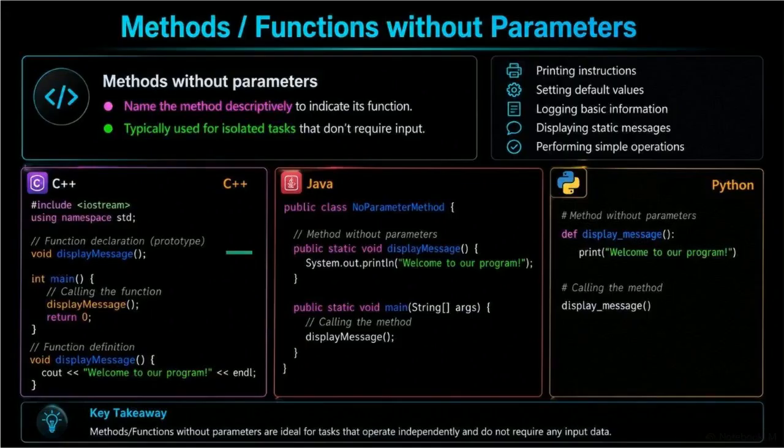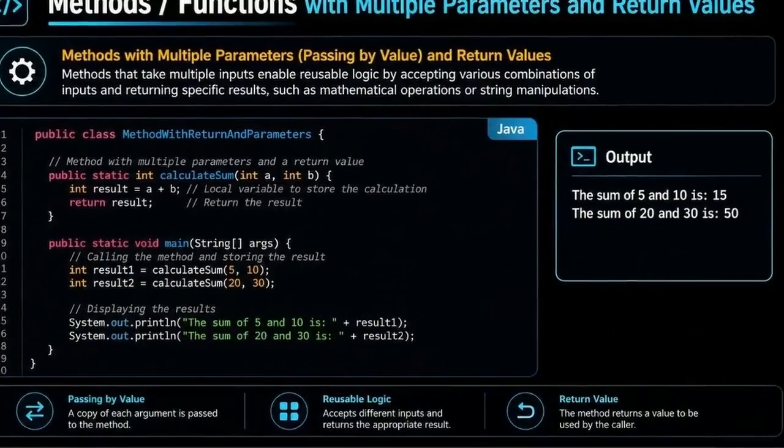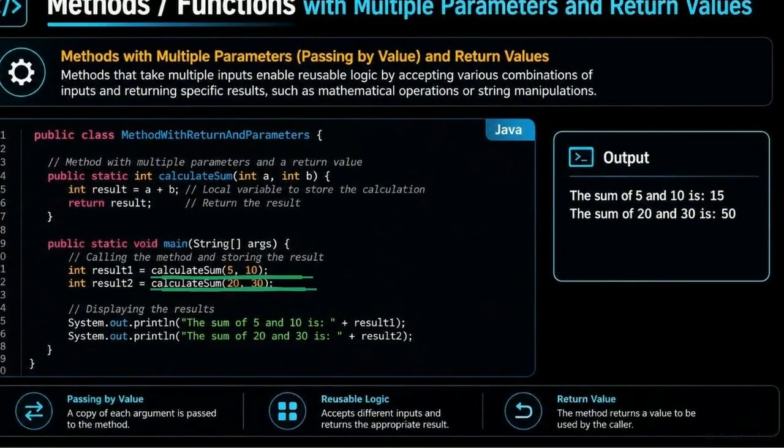These code examples show methods constructed without parameters. They rely on empty parentheses and function as static triggers for isolated, repetitive tasks that do not require external input. In contrast, this Java code shows a method taking multiple parameters. The logic dynamically alters its calculation based on the exact combination of numerical inputs provided by the caller.